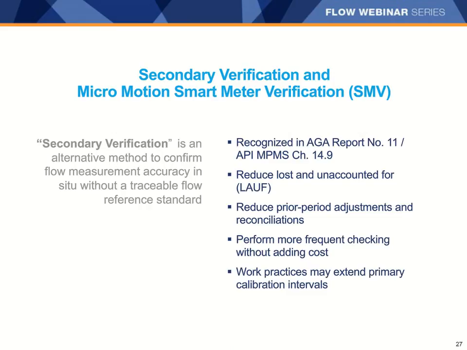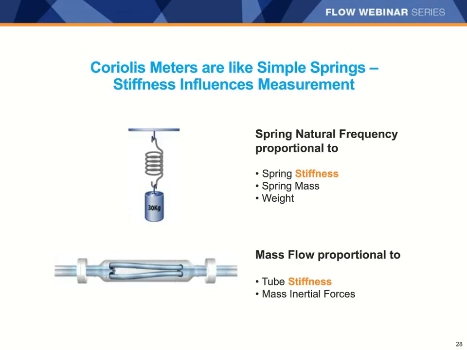You may be wondering what secondary attribute of a Coriolis meter is the best thing to observe as a diagnostic to confirm that the meter calibration has not changed. The answer is the stiffness of the flow tubes.